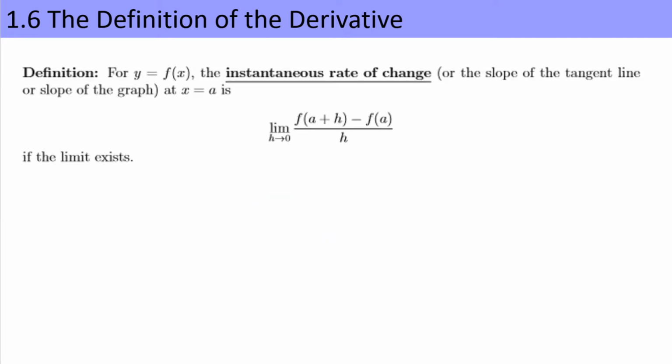Definition: for y = f(x), the instantaneous rate of change, or the slope of the tangent line, or the slope of the graph at x = a, is the limit as h approaches 0 of, in the numerator, f(a+h) minus f(a), all divided by h in the denominator, if the limit exists.